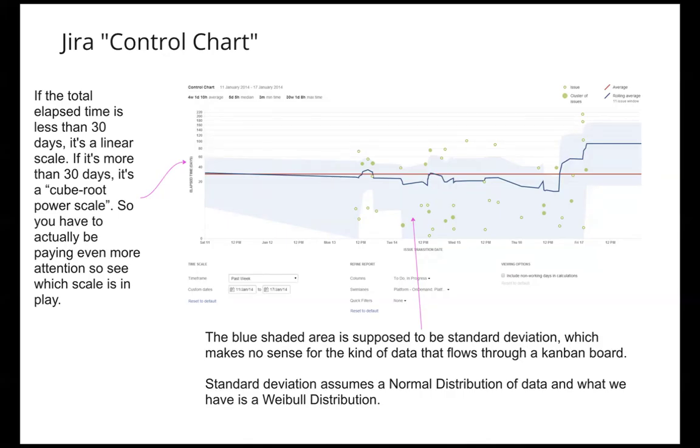Then we've got this blue area in the back that is supposedly the standard deviation of the work that's coming along. But the problem is that from a statistical perspective, standard deviation only works if we have a standard distribution of data. And the kind of data that we're trying to plot here is not a standard distribution, it's a Weibull distribution, which means that standard deviation is meaningless in this context. It looks pretty. We've got this nice blue area in the background, but it's not telling us anything that is actually actionable.